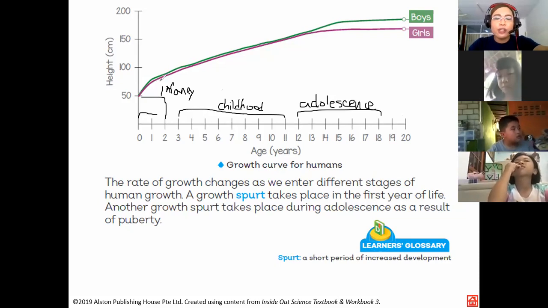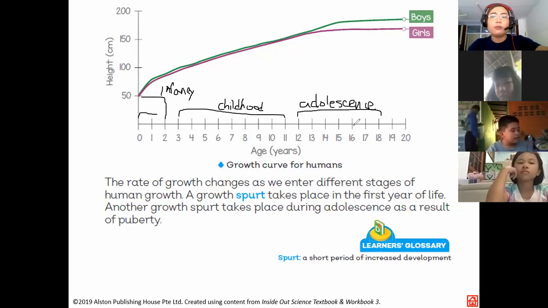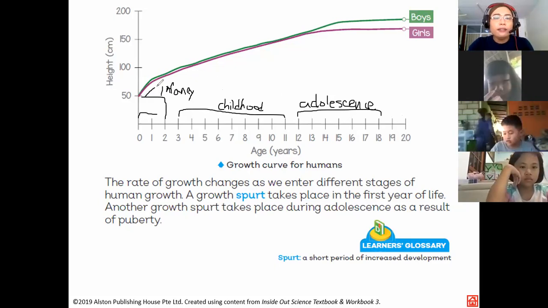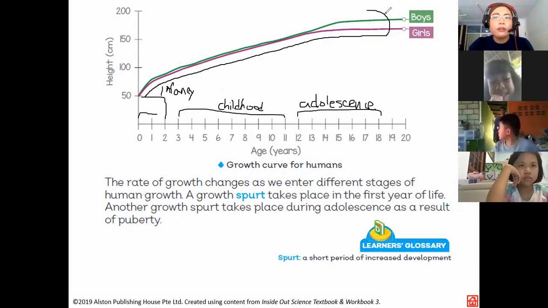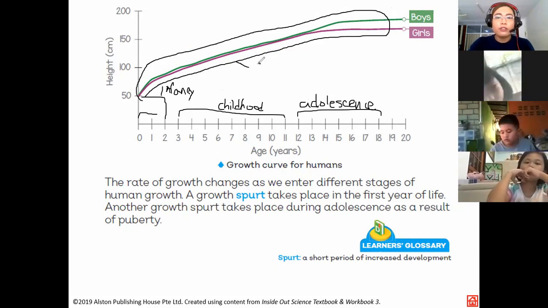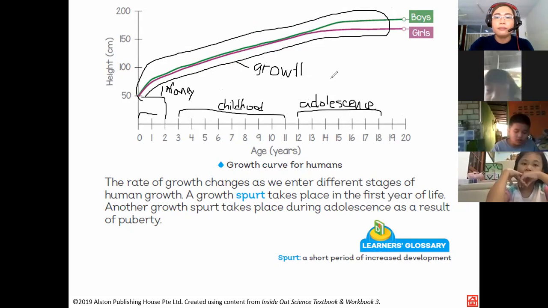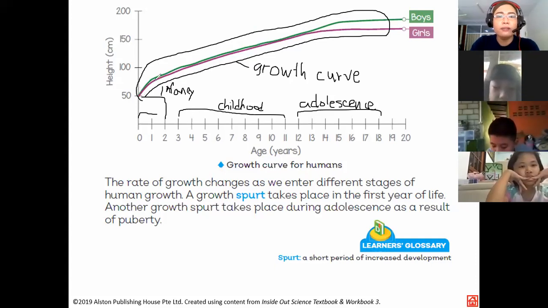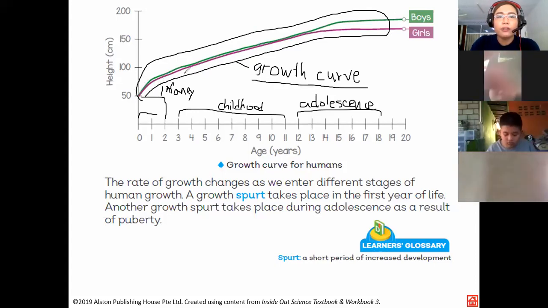Now let's try to check this human growth curve. Okay, class, this one is what you call growth curve, okay? Growth curve. Okay, what do you call this one? Anialai, what do you call this? Growth curve. Very good. So this one is growth curve, okay?